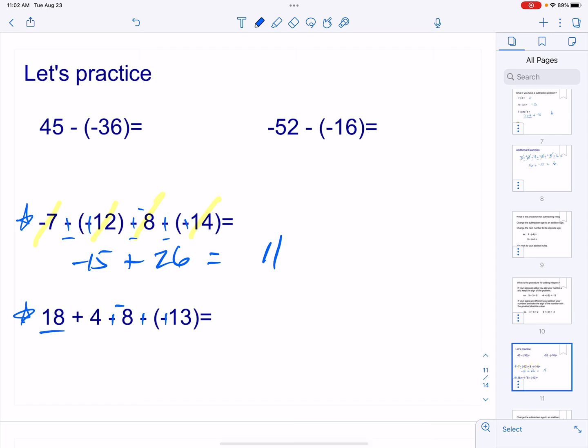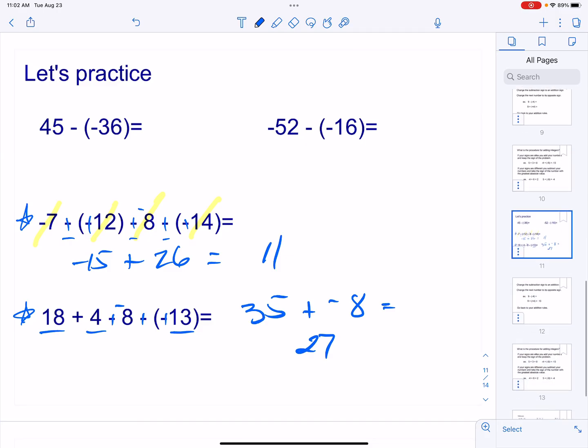So I can take this 18 and this 4 and put it together to get 22. And then add that together with this 13. So let's see, 22 and 13 is going to be, what, 35 plus negative 8. And now we do one subtraction problem because my signs are different. 35 take away 8 is going to give me 27. And what kind of a 27 will that be? Positive, because the 35's got more.